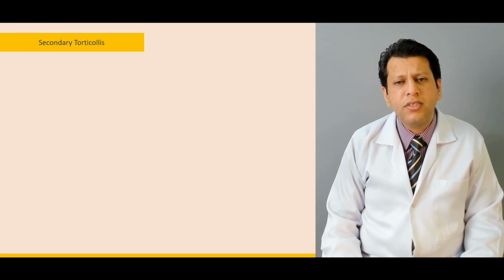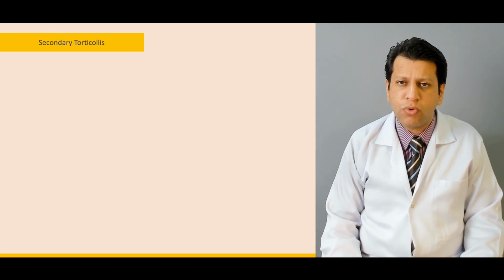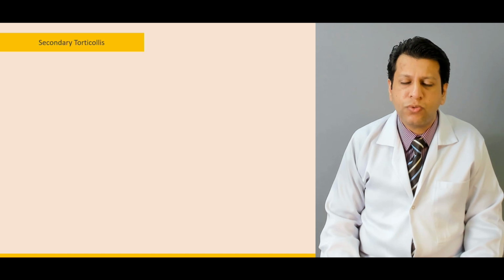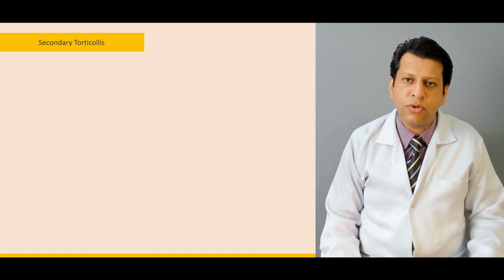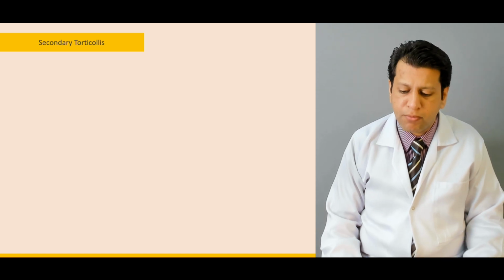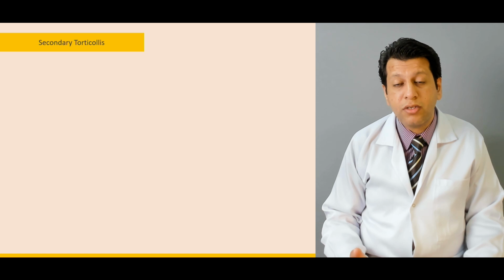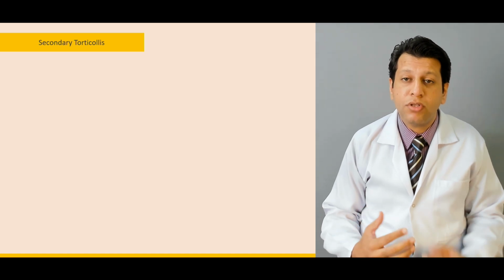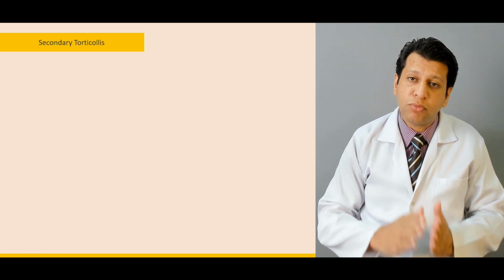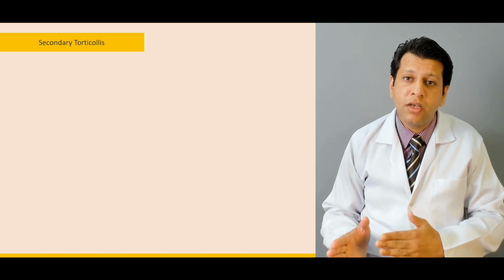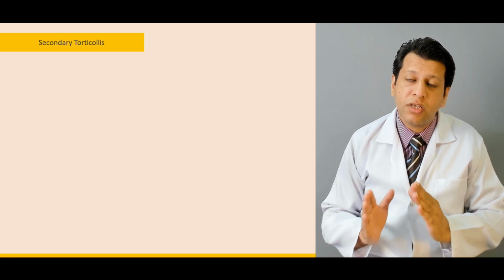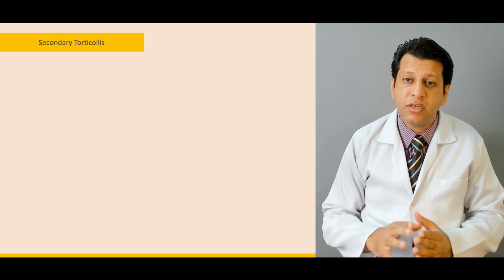Now there is a term called secondary torticollis. The child was born okay, there were no associated neck problems. But later on, at an adolescent age, he developed this kind of problem. This is most likely not the primary pathology of the sternocleidomastoid, but the problem lies in some other cause which is causing the neck to deviate in a certain direction.